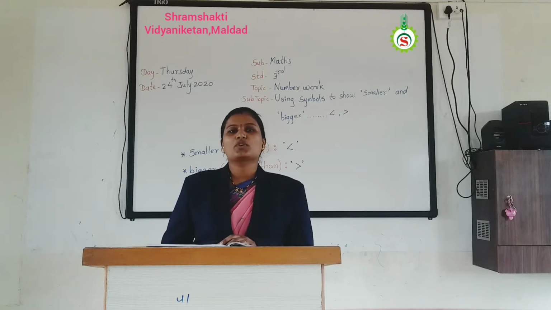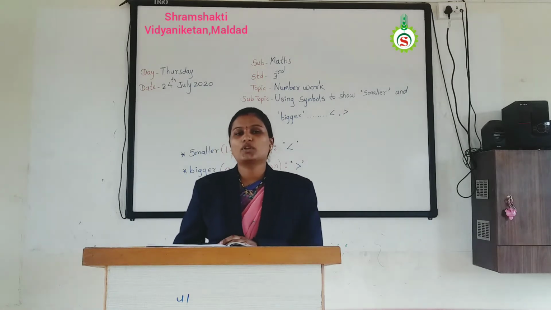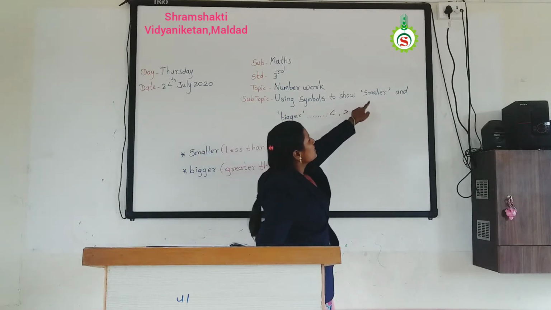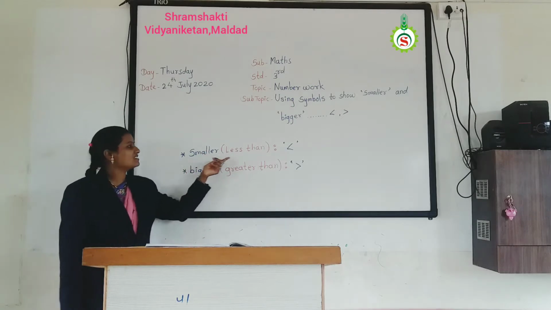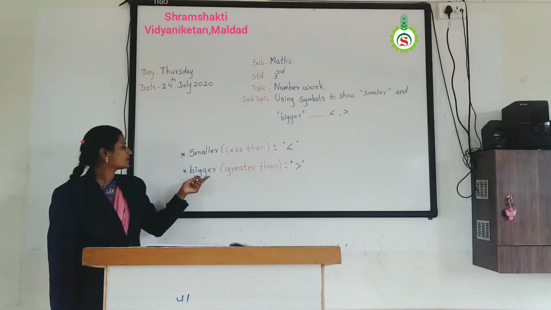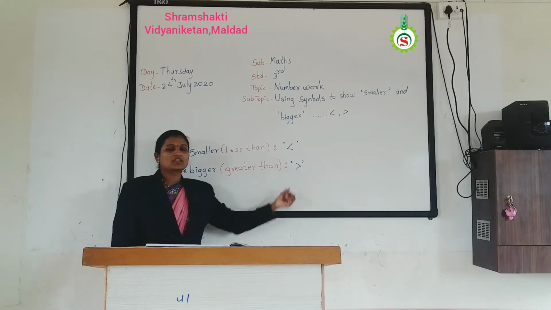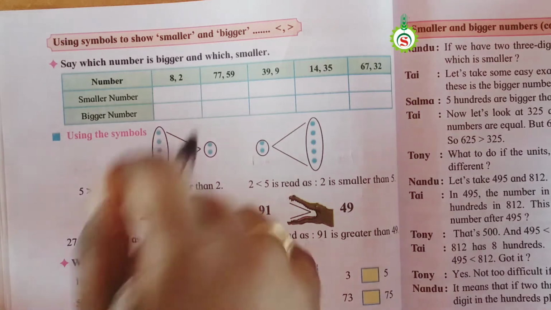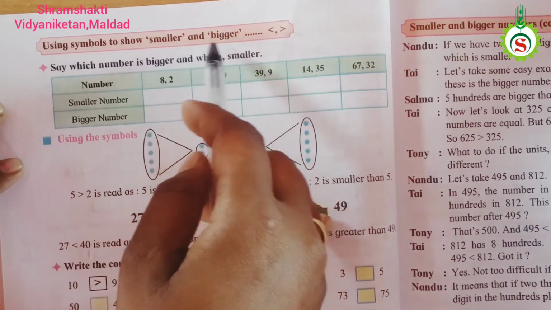In the previous lecture, we learned the number before and the number after. Correct? Today we will learn the next topic of number 1, using symbols to show smaller and bigger. See, smaller means less than, denoted by this symbol. Bigger means greater than, denoted by this symbol. See this topic in the book.